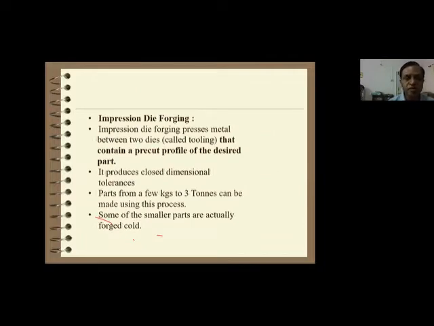Now coming to impression die forging, it presses metal between two dies. One is called a top die, one is called a bottom die, and that is nothing but the tooling, and it contains a pre-cut profile of the desired part. So normally if it is a crankshaft or a connecting rod or whatever the component is, there is a pre-cut profile in the die impression. When hot metal is kept in that impression, the top die comes in contact with the bottom die, and by force the material gets filled in that impression area. So that is the normal process for the closed die.